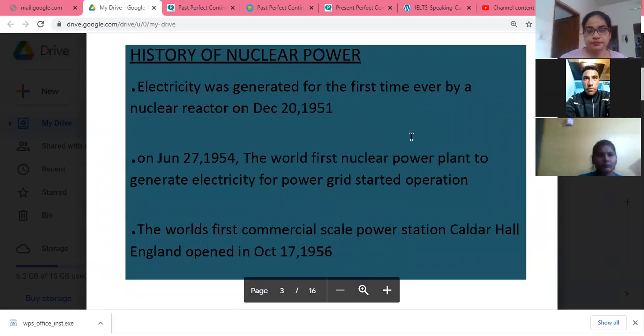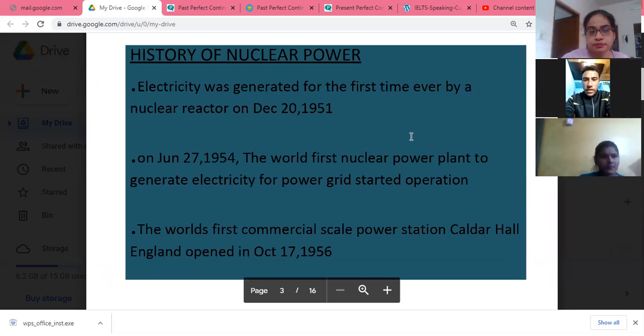History of nuclear power. Electricity was generated for the first time ever by a nuclear reactor on December 20, 1951, at the EBR-1 Experimental Station near Arco, Idaho, in the United States.